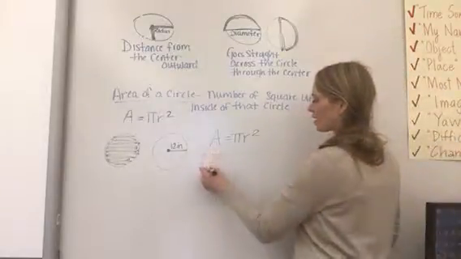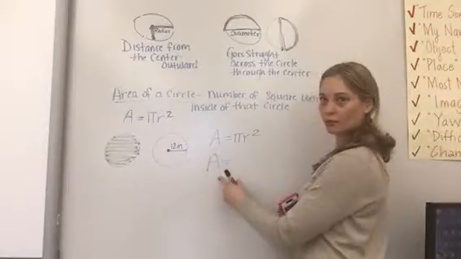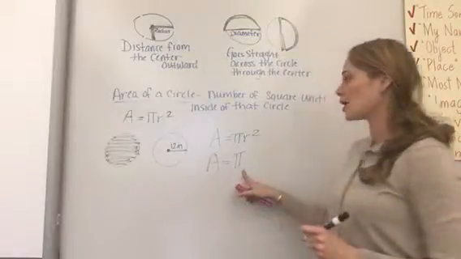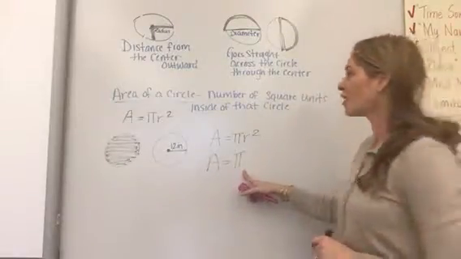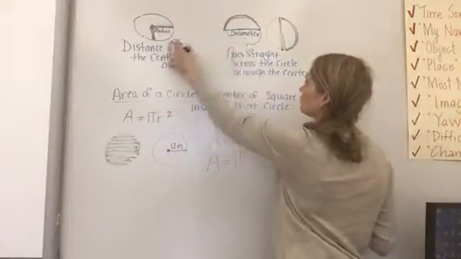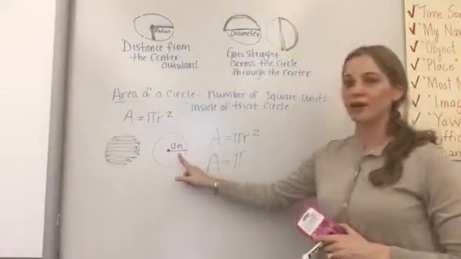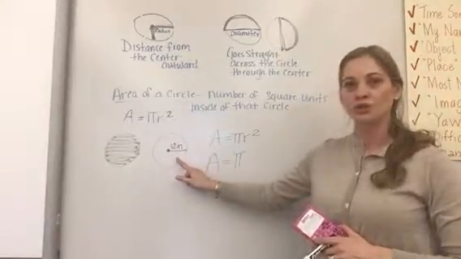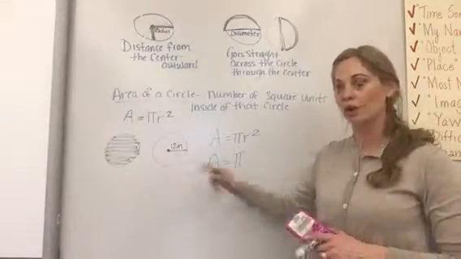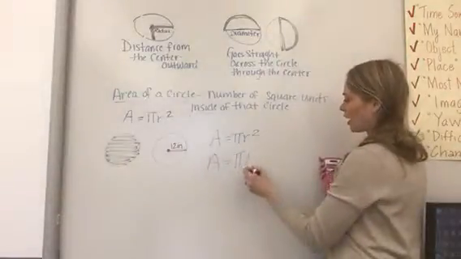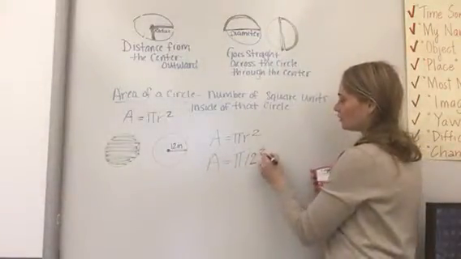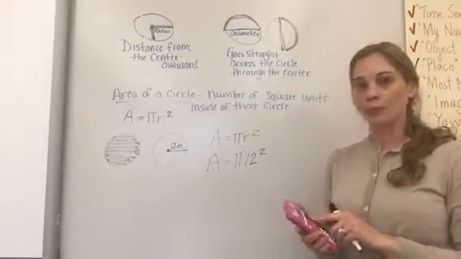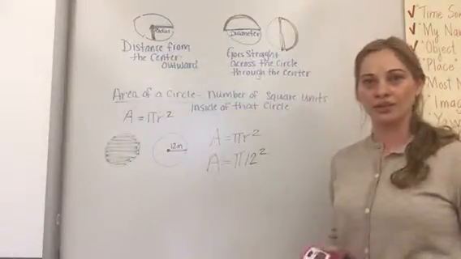So I'm going to rewrite it, A equals, because that's what we're solving for. I'm going to continue to write pi, and then my radius. So if I look back to my model and I wasn't quite sure, I would see that my radius starts from the center of the circle to the outer edge. So my radius of this circle is 12. So I'm going to write A equals pi 12 squared. Now, this next step is very important because it involves order of operations.